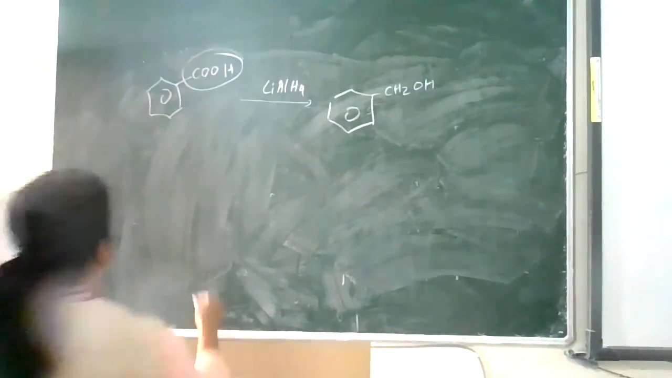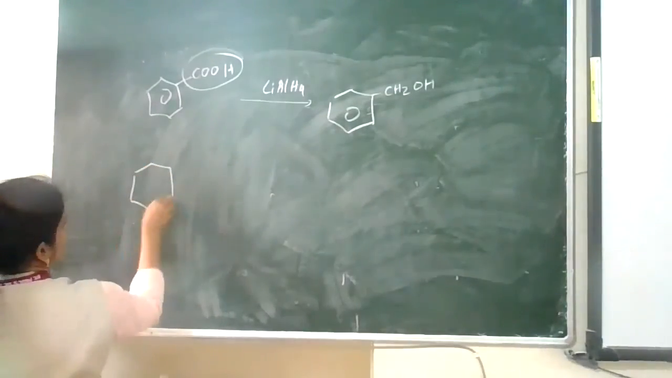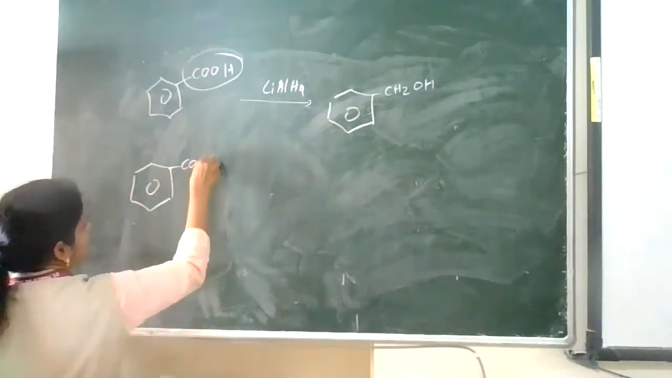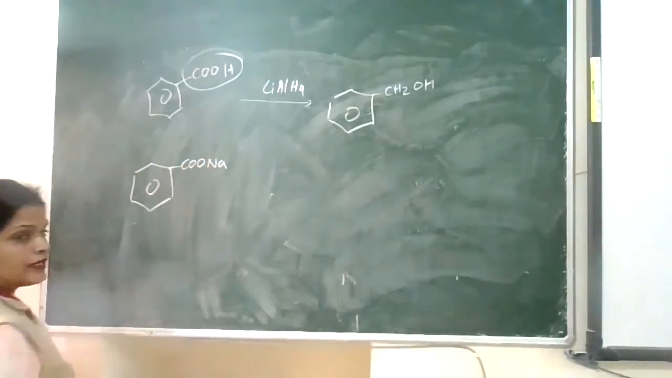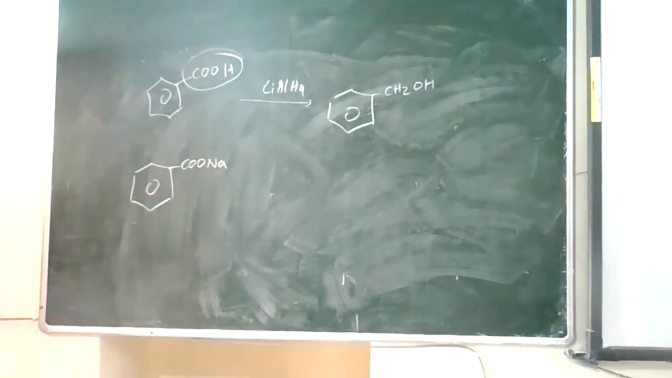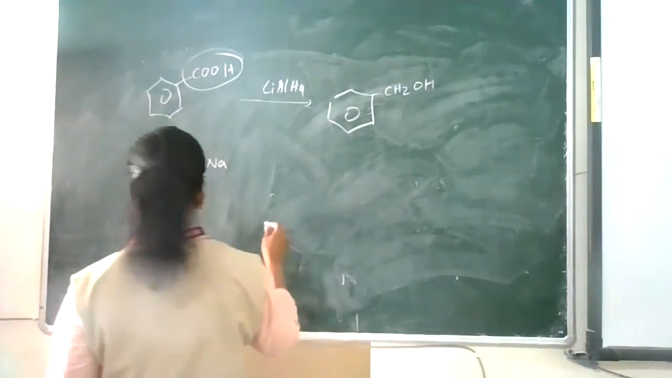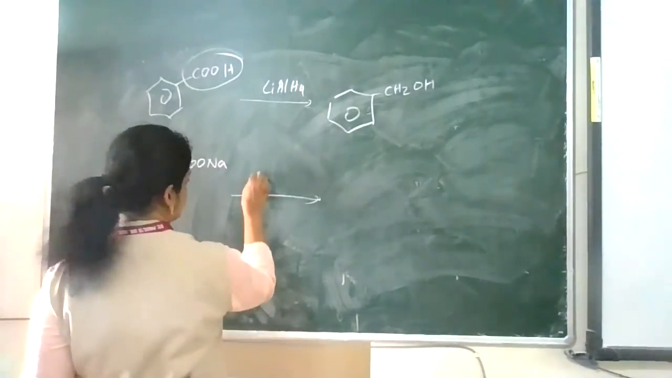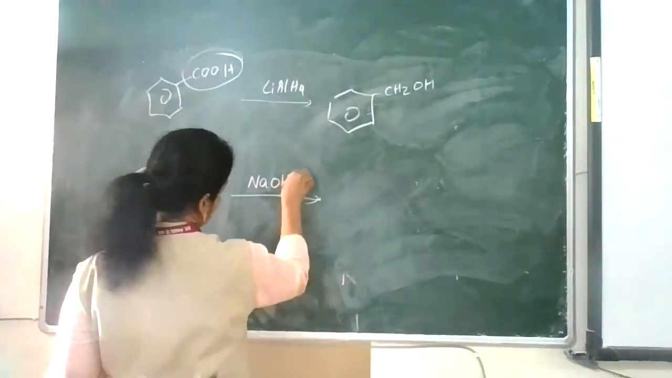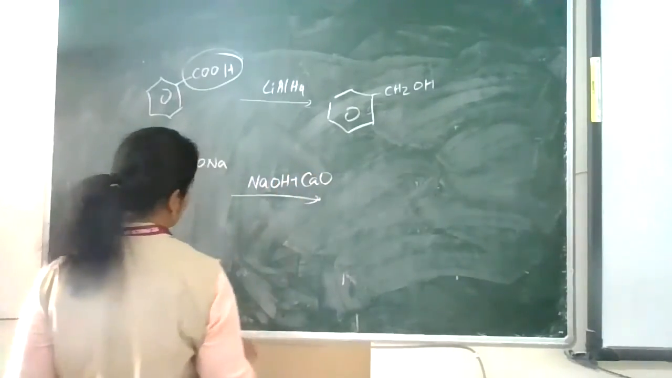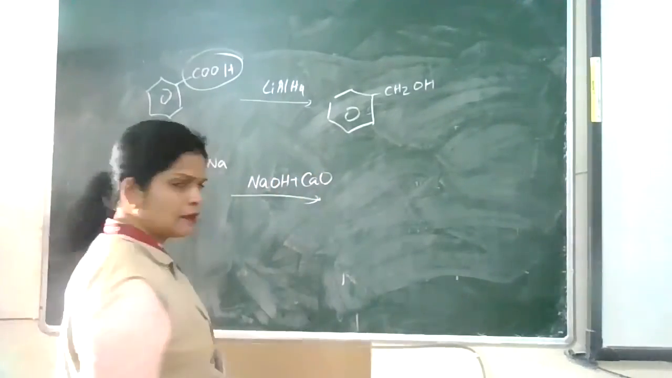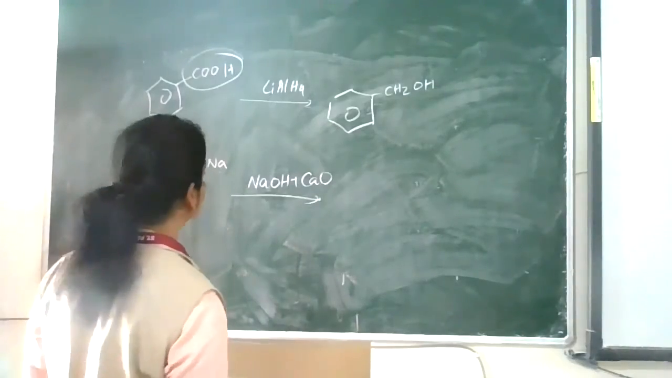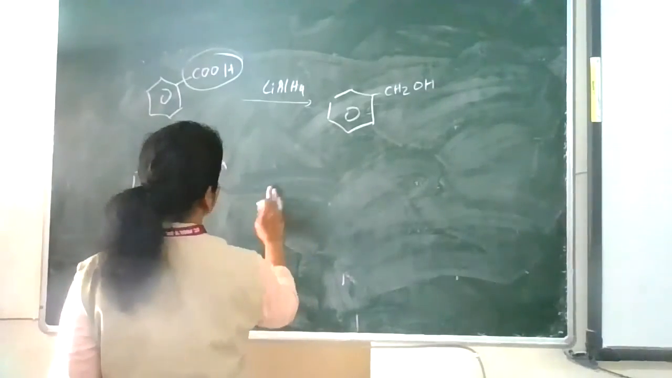Next is from the sodium salt of this, that is sodium benzoate. Sodium benzoate on heating with soda lime. Last time we learned this reaction with soda lime. Soda lime is a mixture of calcium oxide and sodium hydroxide. So one Na2CO3 will be going. You wrote like this last time.